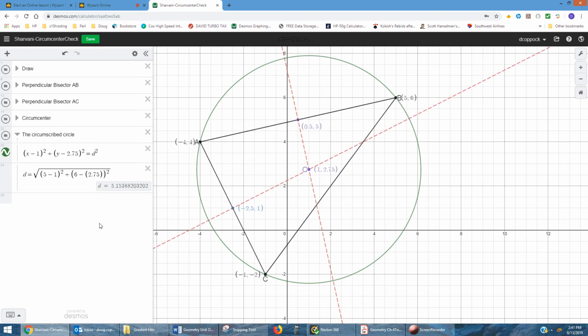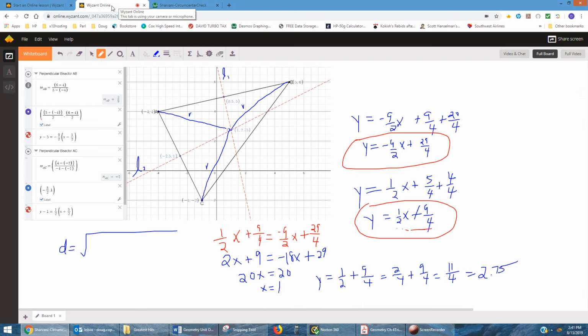So that's how you could check your work on Desmos, but you would have to understand how to write this equation and how to determine d, which you should know how to do because you're familiar with the distance formula. Okay, but the answer to your problem was this right here, 1 comma 2.75. This distance was the square root of 5 minus 1 squared plus y was 6 minus 2.75, the quantity squared.